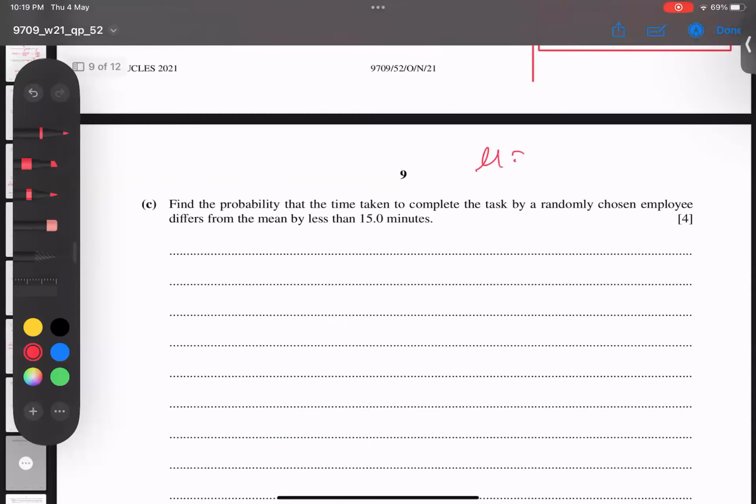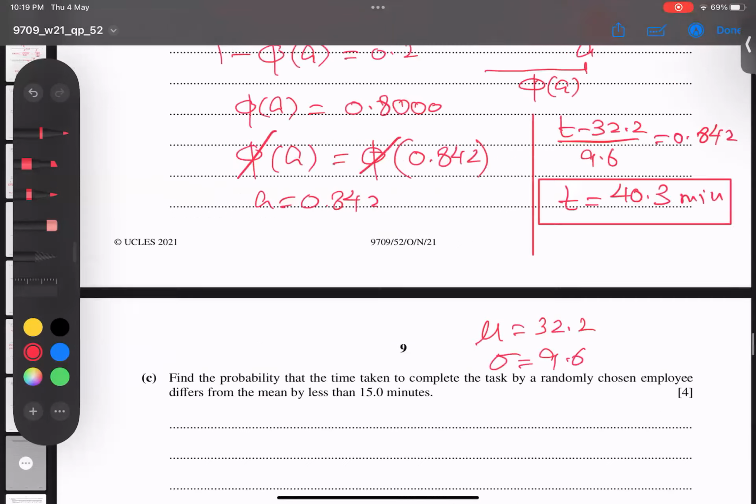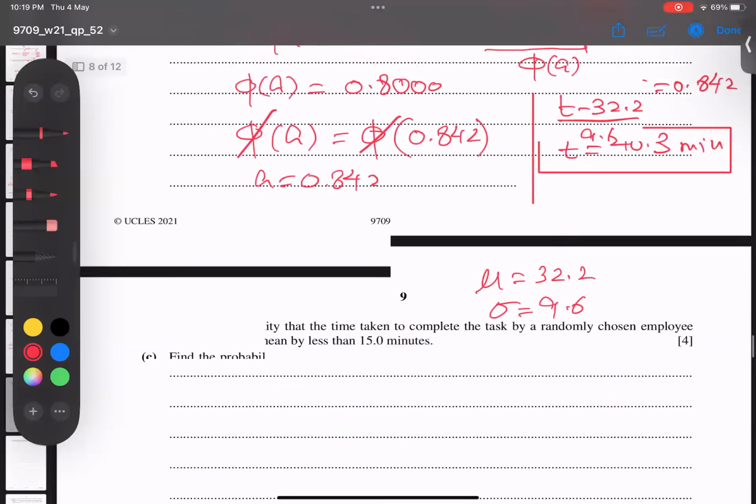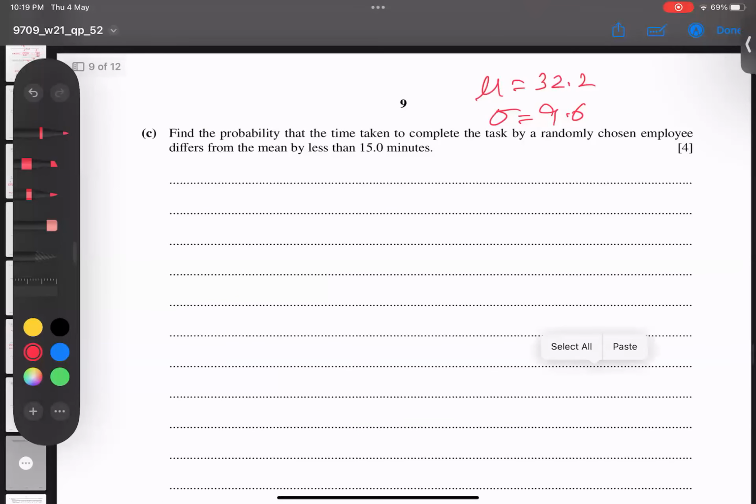32.5 is the mean, you know it. Sorry, 32.2, not 5. And the deviation is 9.6. Yes, correct. Okay, 32.2. Let me recheck. Yeah, 32.2. Okay.